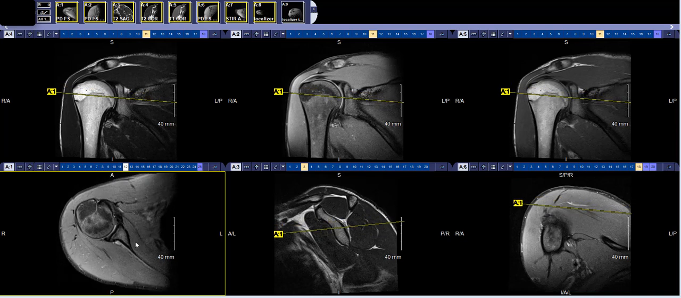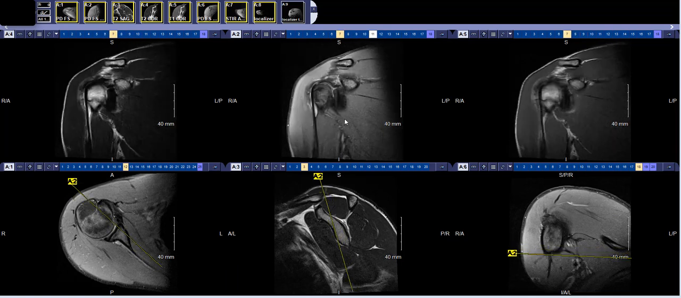So after cartilage, I'm going to look at the biceps tendon. So we found the biceps tendon initially on our coronal sequence here, far anteriorly.